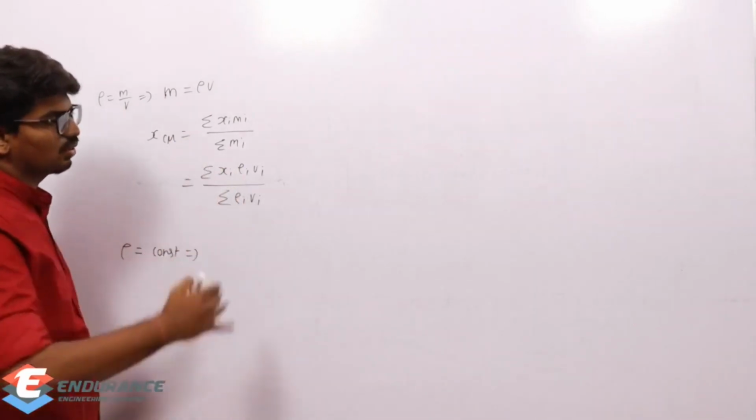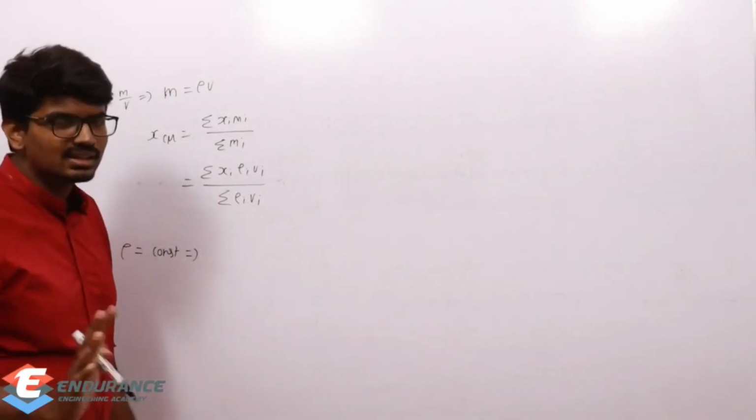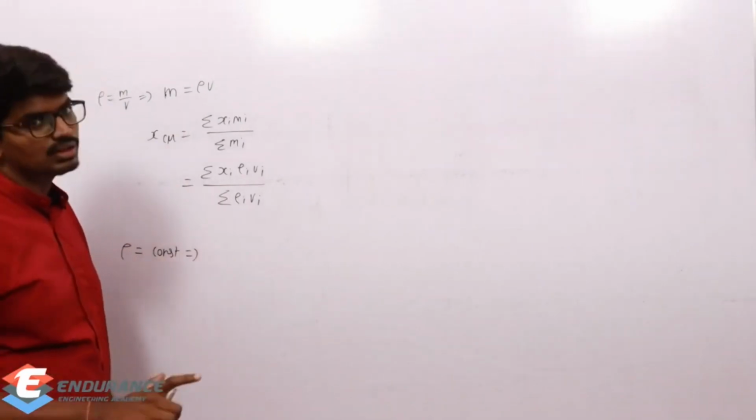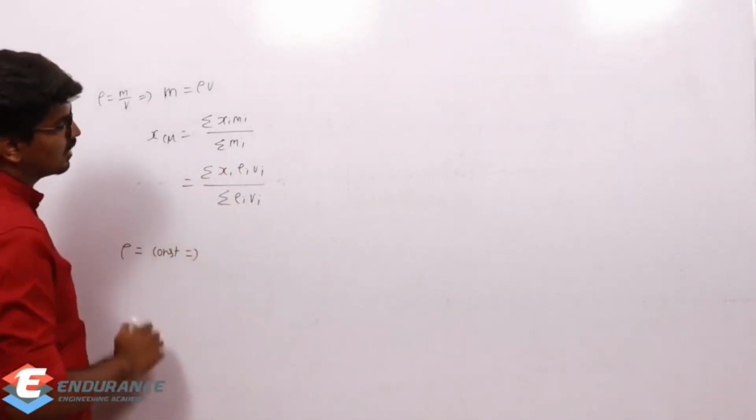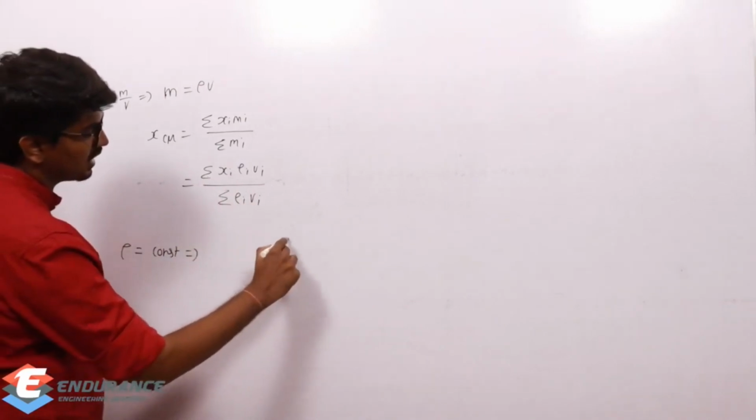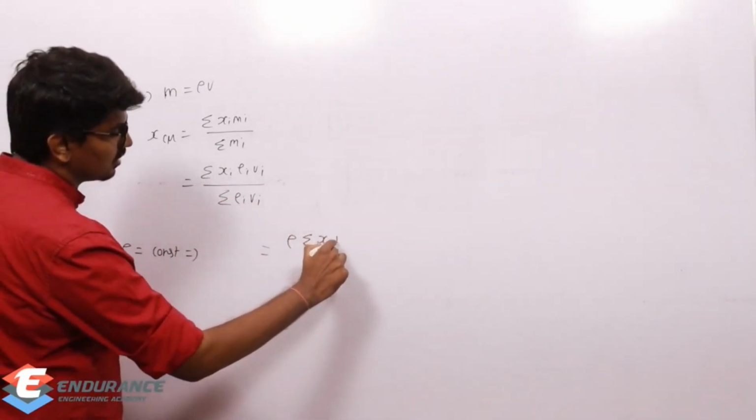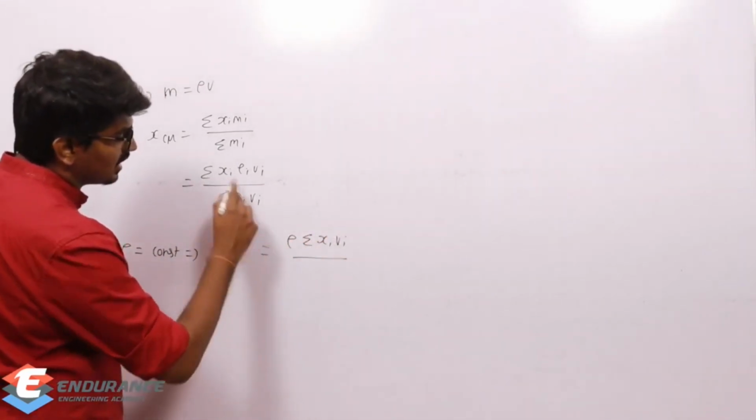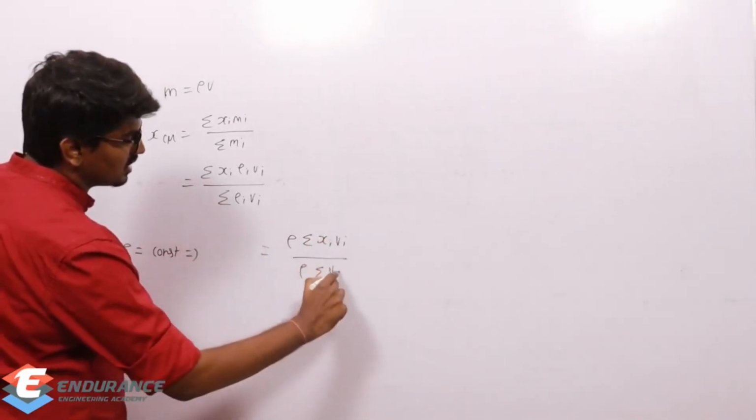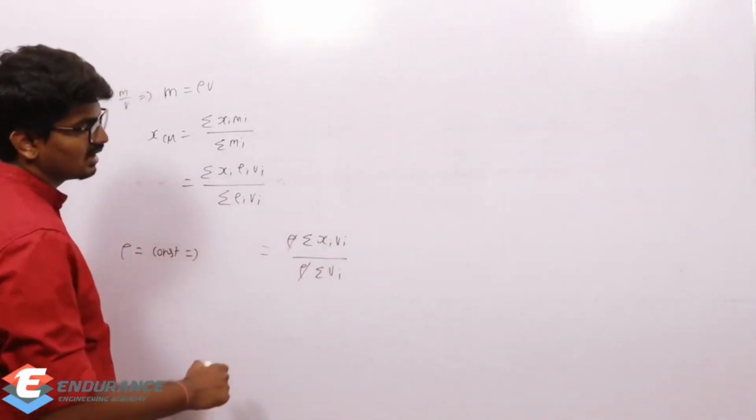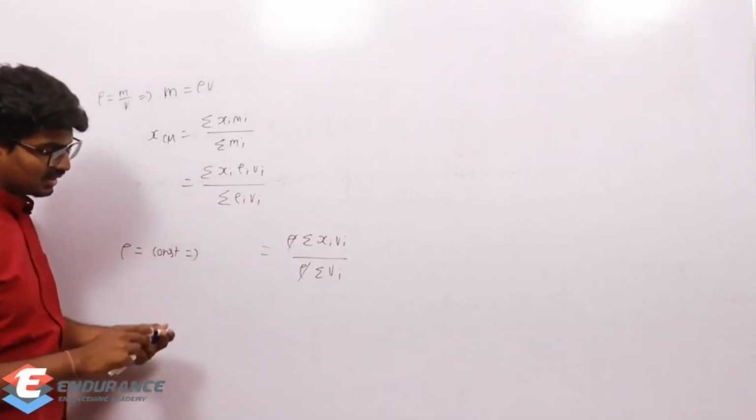Density is constant, right? So rho 1 is equal to rho 2 is equal to rho 3, until all the rhos will be the same, which is equal to rho. So simply I can take them outside. So it is rho into summation of xi into vi by, again here also I am taking rho outside, summation of vi. So it will get cancelled.